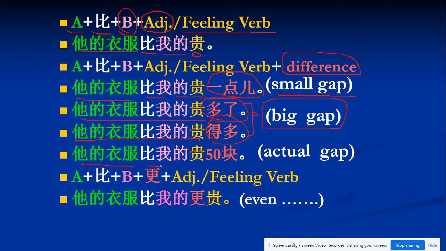他的衣服比我的贵50块。50块 indicates an actual gap, $50 more expensive. So the gaps, the differences are all placed after the whole structure. There's one exception, 更 even more. 他的衣服比我的更贵。So with 更, you indicate that both his clothes and my clothes are expensive, but his is even more expensive.